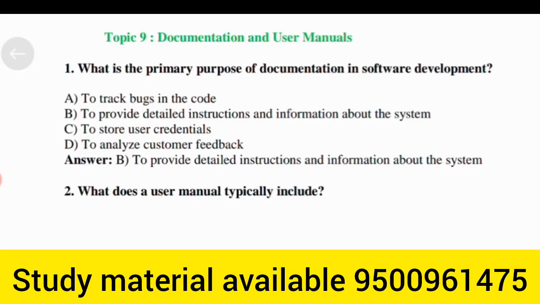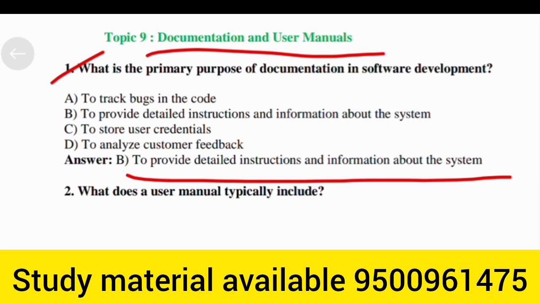Application Development. Topic 9. Documentation and User Manuals. What is the primary purpose of documentation in software development? To provide detailed instructions and information about the system.